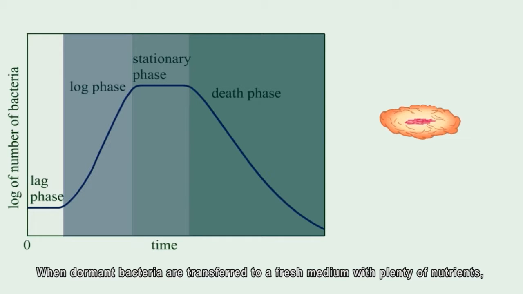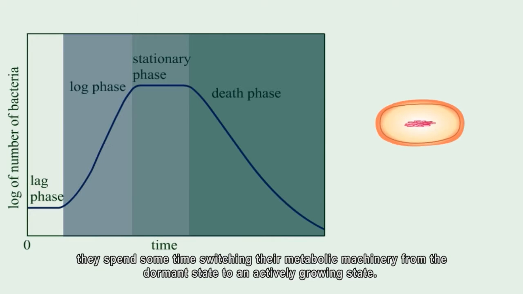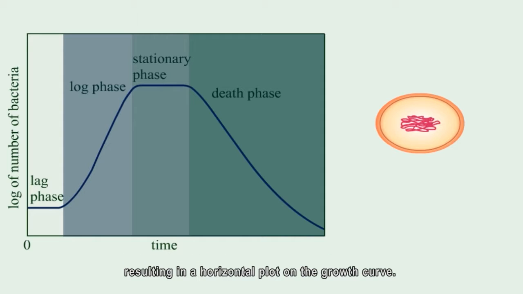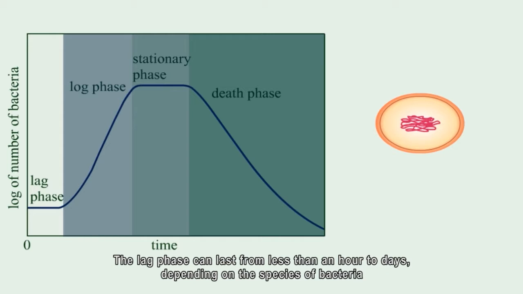When dormant bacteria are transferred to a fresh medium with plenty of nutrients, they spend some time switching their metabolic machinery from the dormant state to an actively growing state. During the lag phase, the number of new bacterial cells is equivalent to the number of dying cells, resulting in a horizontal plot on the growth curve. The lag phase can last from less than an hour to days, depending on the species of bacteria.